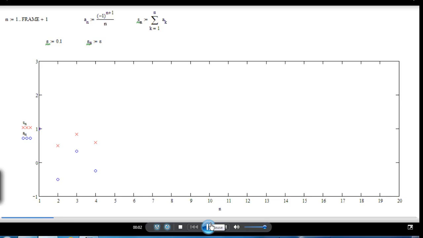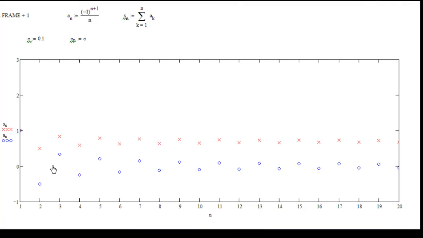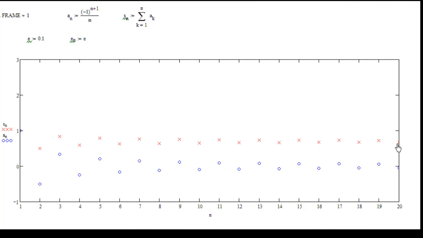Now, n equal to 3, 4, 6, 8, 9, 10, and so on up to 20. So we can see that the sequence, which is represented by the blue dot, is converging towards 0, and the partial sum, which is represented by the red cross, is converging to a number between 0.5 and 1. Let's watch this sequence in more detail. So I want to see what happens when n becomes large.